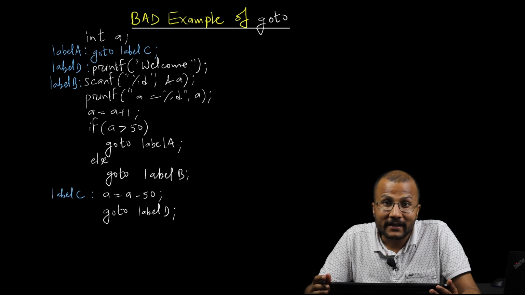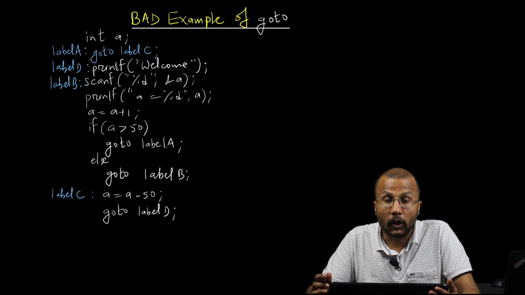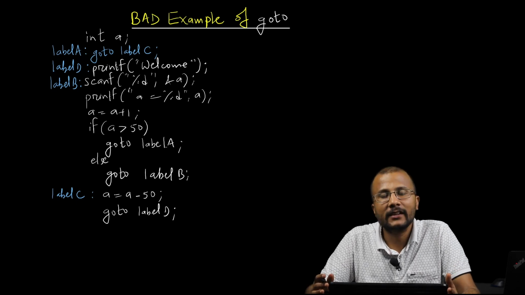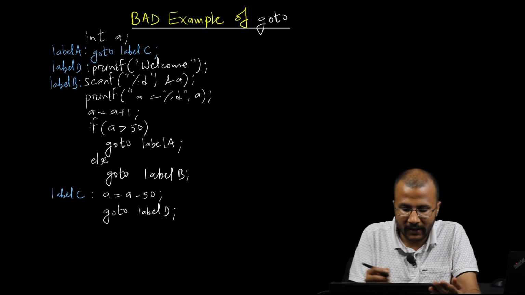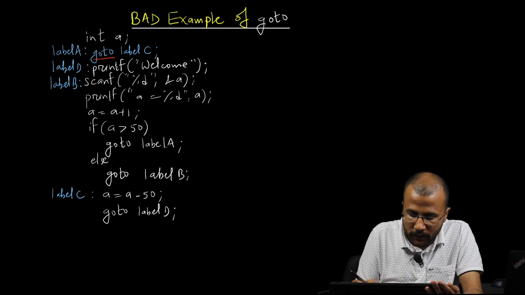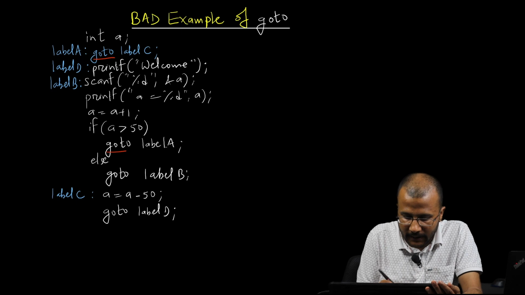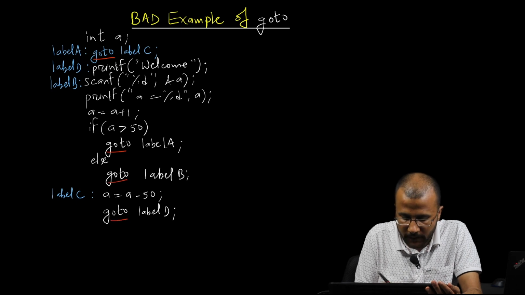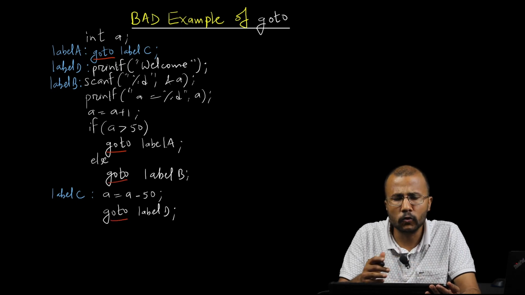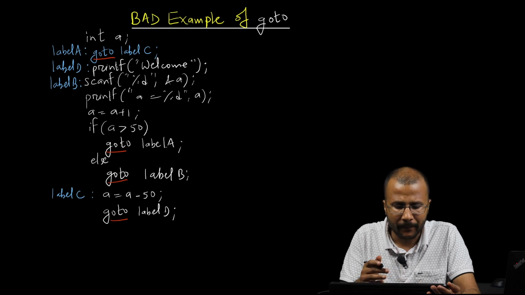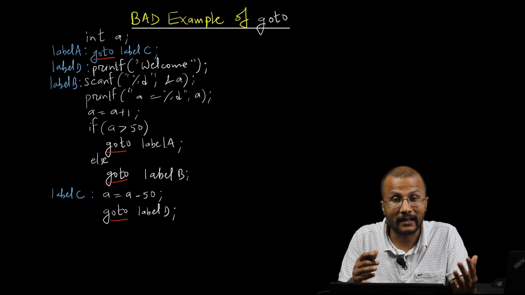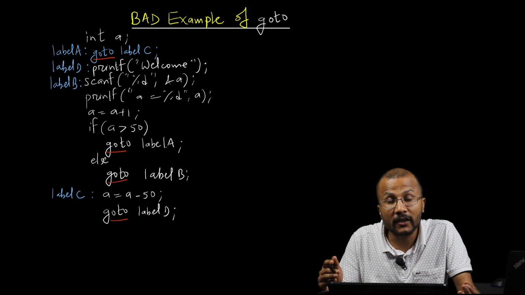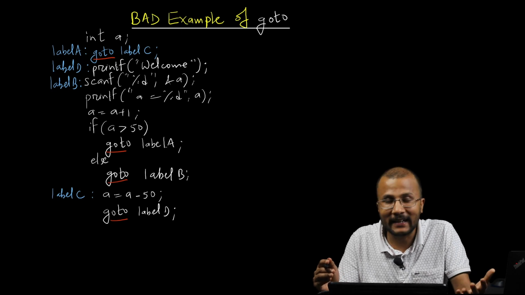Now, goto statements can sometimes create a lot of confusion. Let's say you have a program wherein you are using goto many times. I'm using goto here, here, here, and here. If you write goto many times, the structure of your program is not readable and it is very difficult to understand and maintain your code.